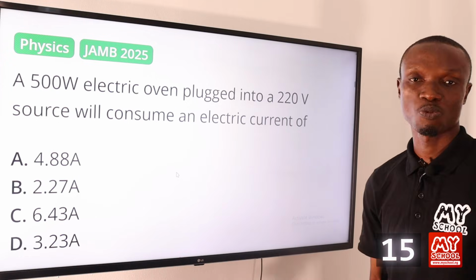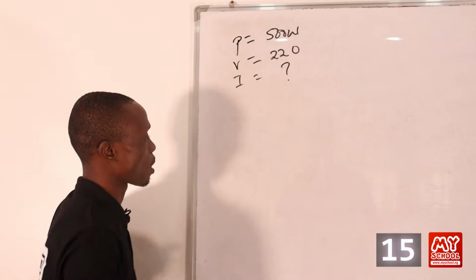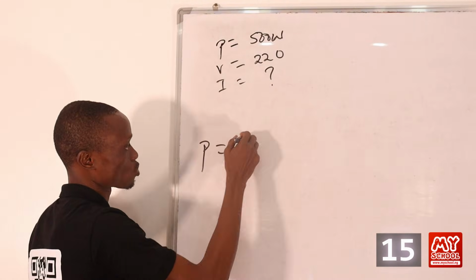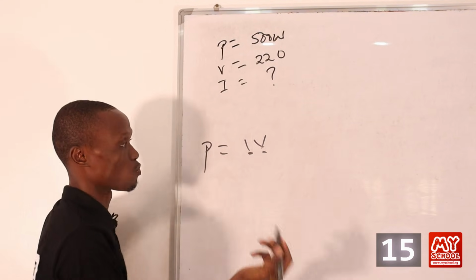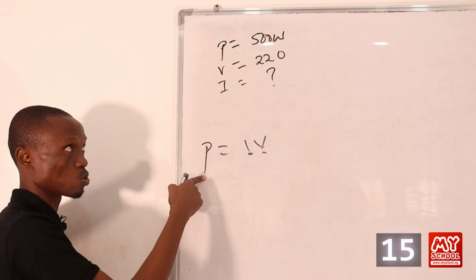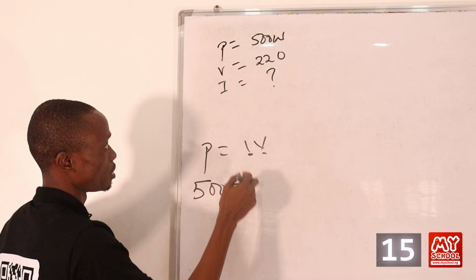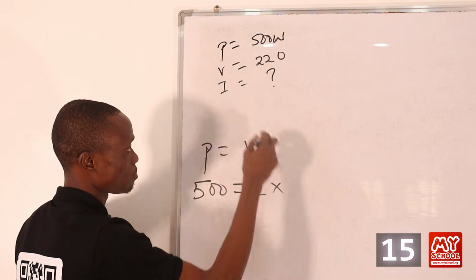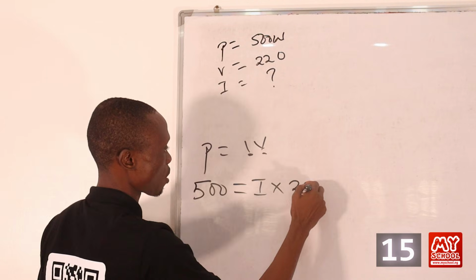Question 15. A 500 watts electric oven plugged into a 220 volt source will consume an electric current of. So let's move over to the board to provide the answer. So electrical power, we know that is given as P equals IV, where I represents current and V equals voltage. In this question, power has been given to us to be 500 watts. So here we have 500 equals the current times the voltage that is given to us to be 220.